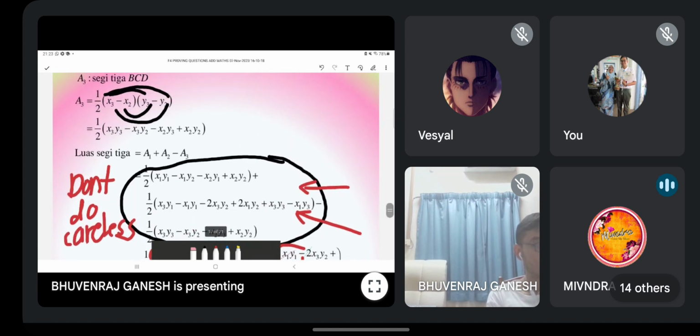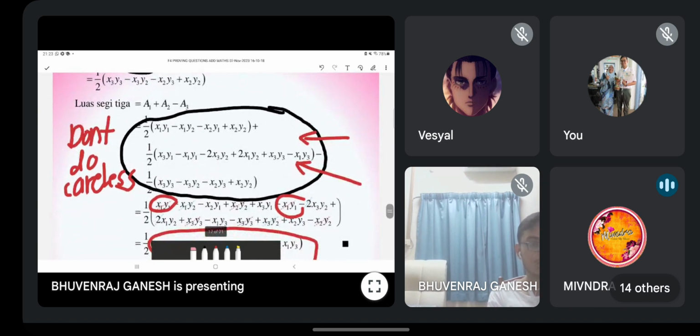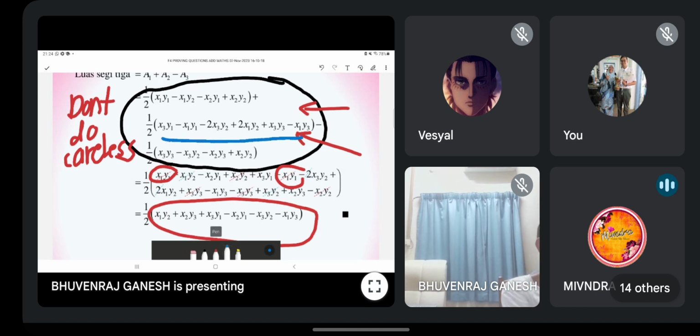Okay, so ABC untuk tu, okay, 1/2, lepas tu tambah tu kan. Okay, tambahlah X1, Y1 minus 2. Yang kita perlu, wait. Okay, yang minus, yang second row, X3, Y1 minus X1, Y1 minus 2, X3, Y2 plus 2, X1, Y2 plus X3, Y3 minus X1, Y3. Lepas tu minus dengan tu kan. Yang tu kena alert. Jangan minus terus. Kalau minus times kan dah positif. So kena alert dalam tu lah.